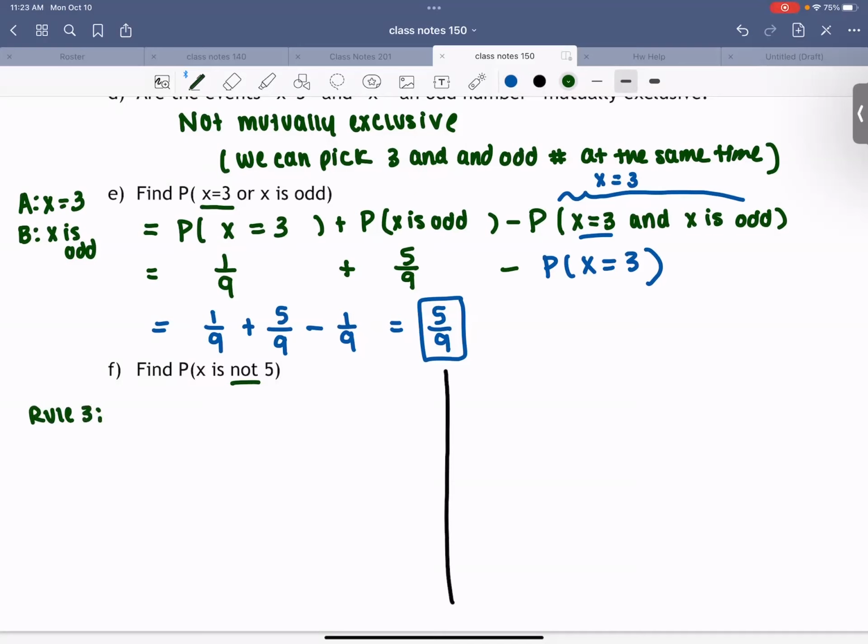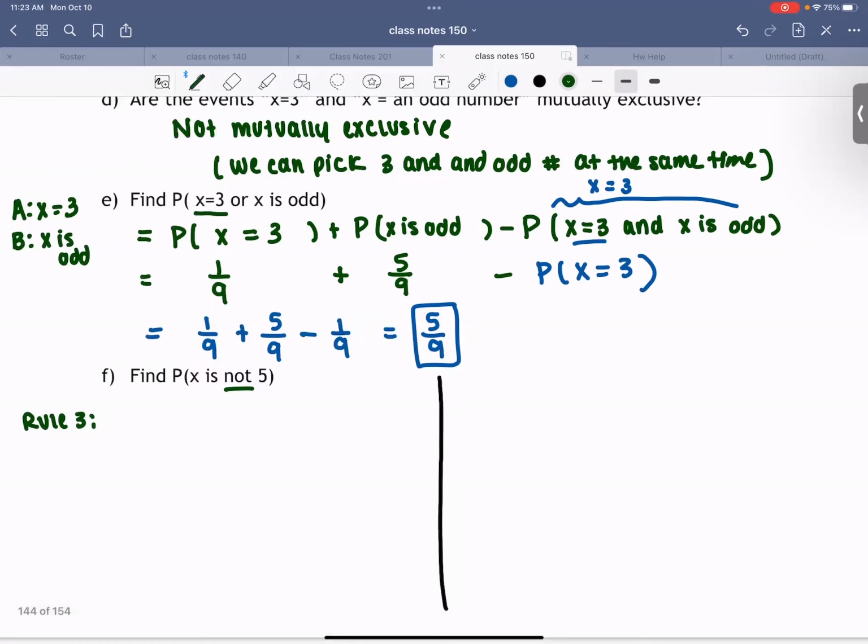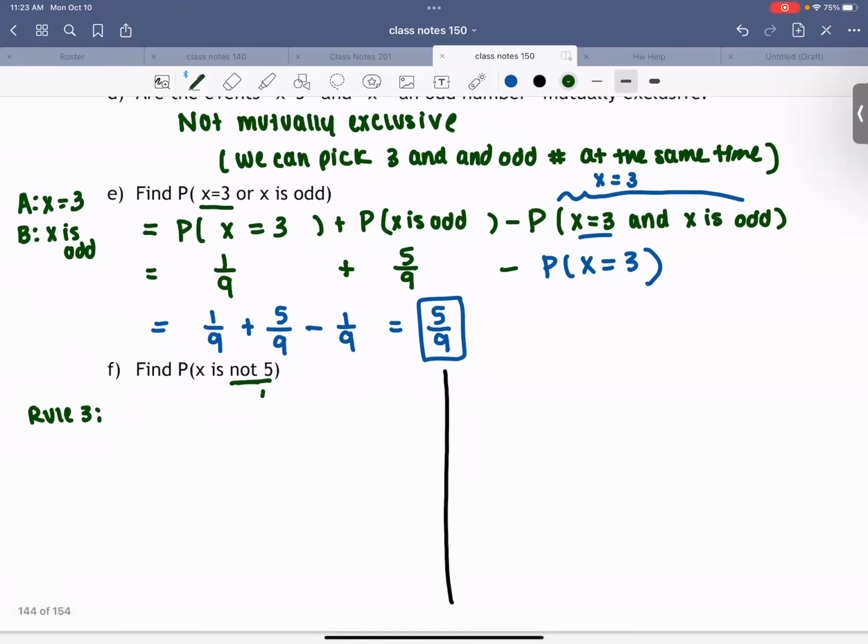I know that AC notation is kind of weird. This says not 5. So technically, that's got to be AC, so it's not, okay? So using my rule, how do you think I can write this rule in terms of the question? The 1 minus the probability of what? Well, what's the opposite of X not being 5? X being 5, right? So the probability that X equals 5 is the opposite of X not being 5.